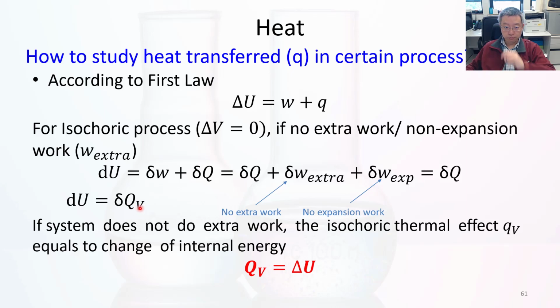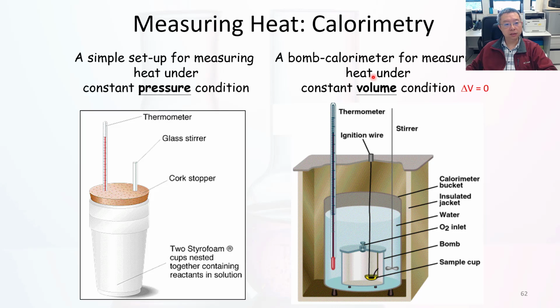So if the system does not do extra work, the isochoric thermal effect, which is Q_V, is equal to the change of internal energy. This actually makes the measurement much easier, because if we want to measure how much heat flows in, we can just measure the internal energy change. If the volume is constant and we measure the temperature of the system, the temperature is related to the internal energy. So this is a measurement.